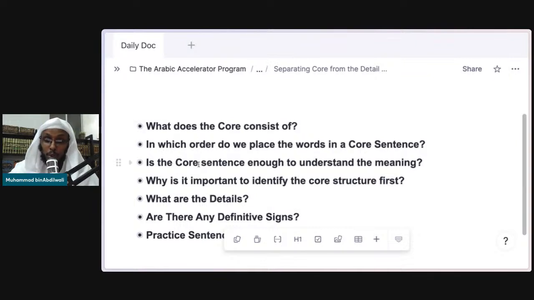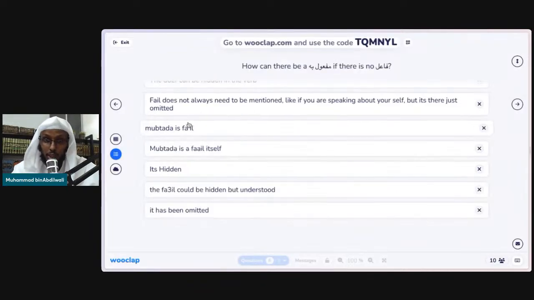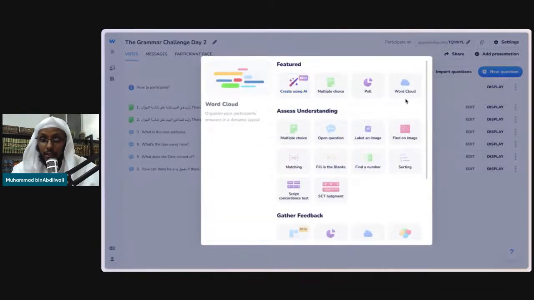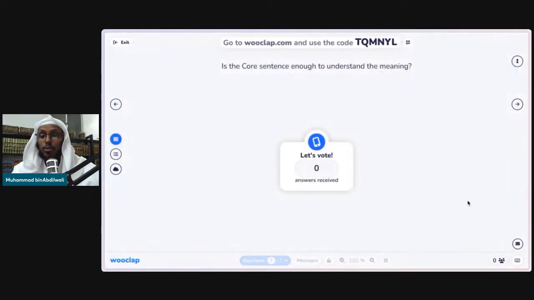Another question before we start practicing. And I promise you, if a lot of things you don't understand now, you'll understand once we practice, inshallah, because we're going to give feedback on all of the different questions according to what we've explained. Is the core sentence enough to understand the meaning? That's an important question. Yes or no?